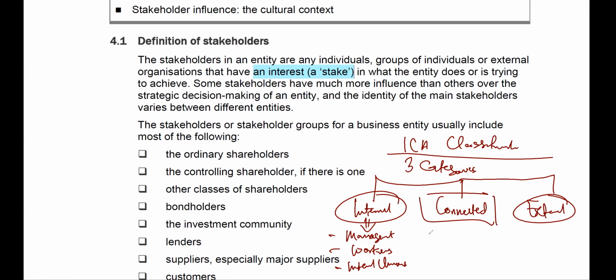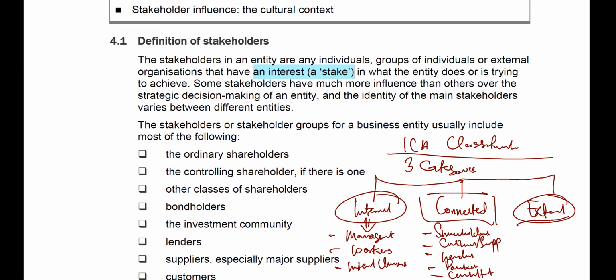So connected stakeholders, we are looking at what? Shareholders. Shareholders do not work within the organization, but they are connected. We have your customers, your suppliers, your lenders, your bankers, your financiers, your analysts, your consultants, your tax consultants. Anybody you have some sort of contract with is connected.